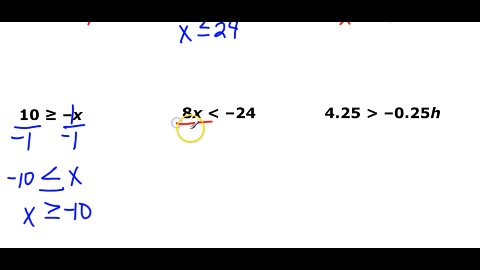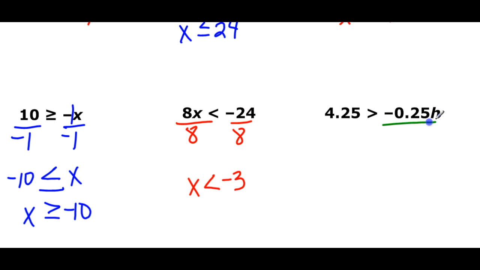Ready? This one. Divide both sides by 8. Flip or not to flip? Nope, no flipping here. X is less than negative 3. Pick a value that's less than negative 3. How about negative 4? 8 times negative 4 is negative 32, which is less than negative 24.